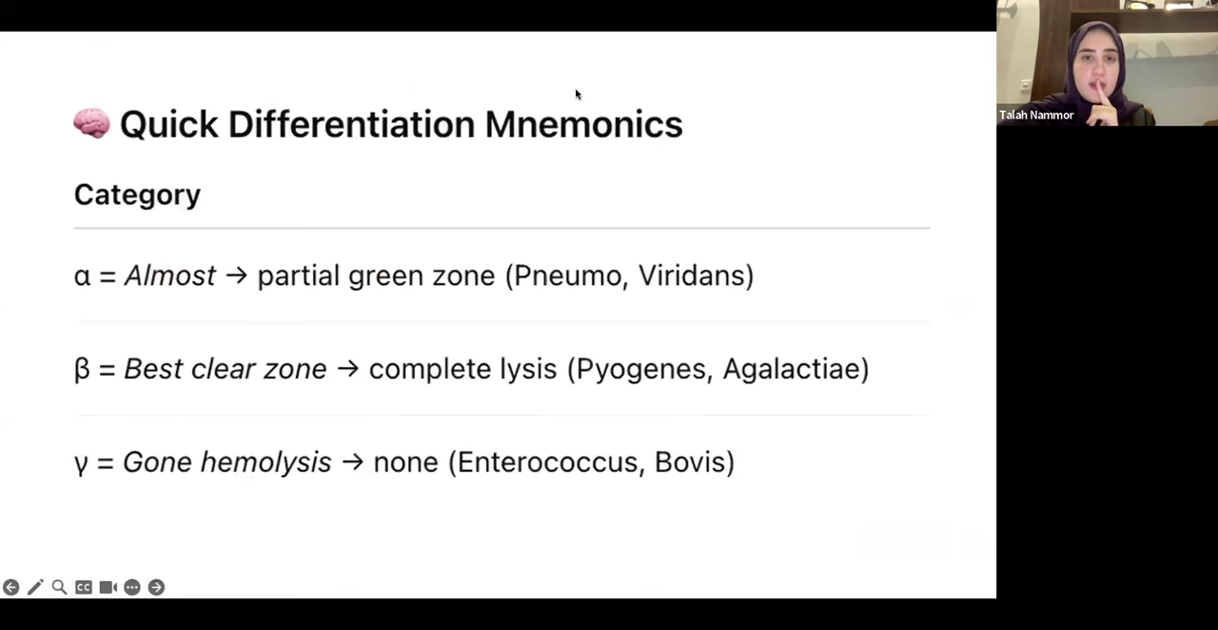Moving on. So this is a quick differentiation mnemonic. A is almost, B is best clear zone, and Y is gone hemolysis, meaning there is no hemolysis. And the gone hemolysis is usually enterococcus, because we're talking here about cocci. We're talking about the circles, all right?